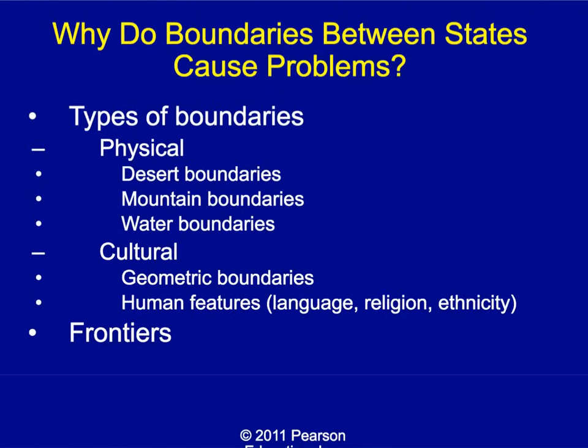Now, when it comes to types of boundaries, there are two basic types: physical boundaries and cultural boundaries.